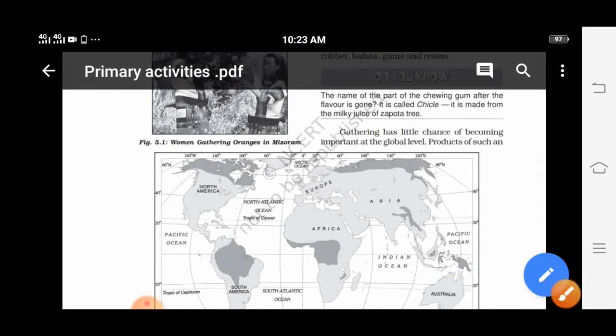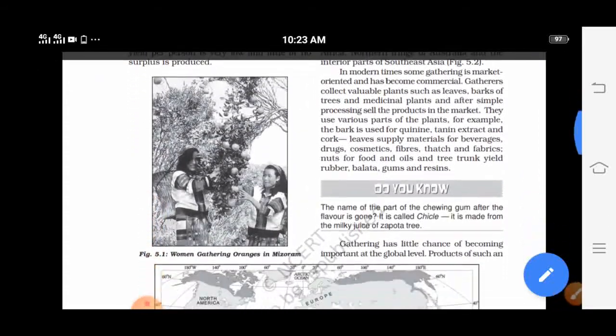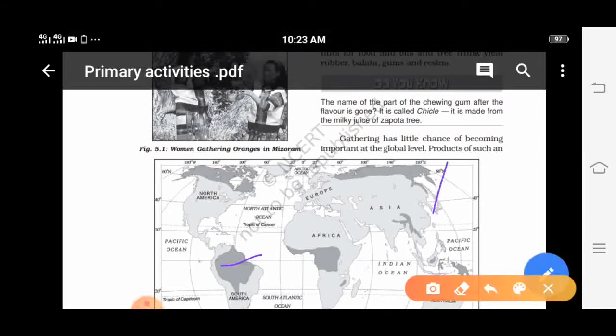The lower latitude regions include the Amazon basin, the northern fringe of Australia. Okay, here, Amazon basin. The northern fringe of Australia, Papua New Guinea, that is Indonesian islands, some interior parts of Southeast Asia, including some parts of Thailand, Africa, Canada, and the higher latitude, that is Eurasian areas. They practice the activity of gathering still today.